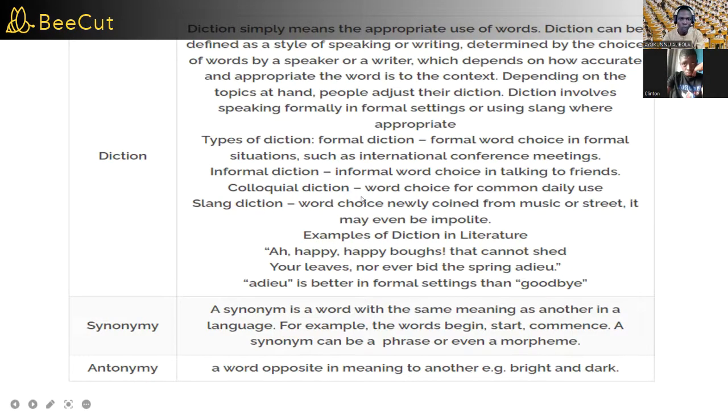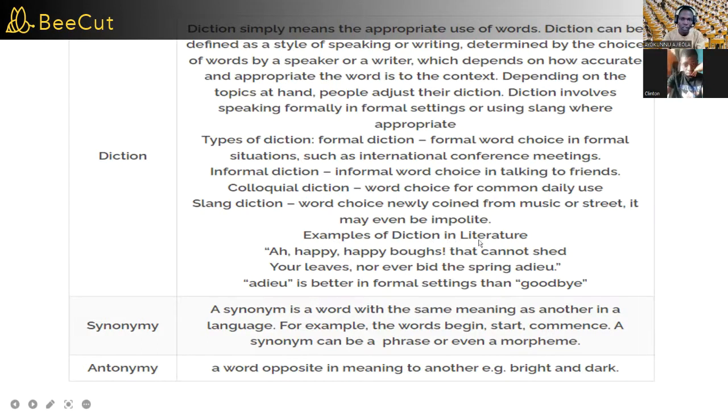Then we have colloquial diction. Colloquial diction is the word choice for common daily use. Then we have slang diction, and this is the word choice newly coined from the street or from the music, something that is reigning in the environment. These are slang diction. It may even be impolite depending on what or where it is being used.